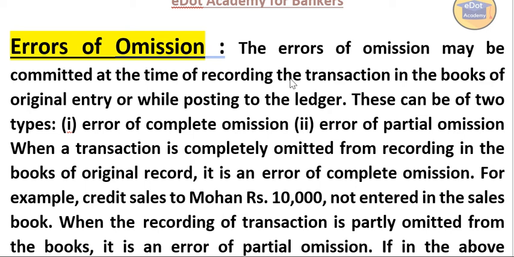Error of omission may be committed at the time of recording a transaction in the books of original entry or while posting to the ledger. These can be of two types.